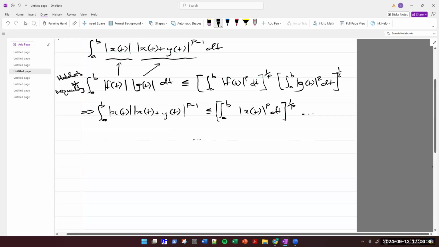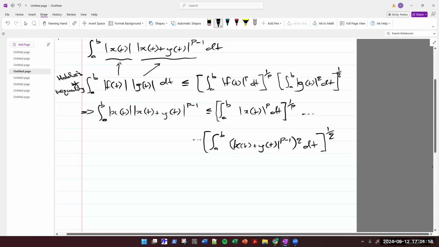So that's the integral from a to b of g of t. Now g of t is this entire term, it's modulus of x of t plus y of t to the p minus 1. So this is my g. And according to Holder's, I need to raise this to the power of q, then I do dt, and then I take the 1 over q root of it.